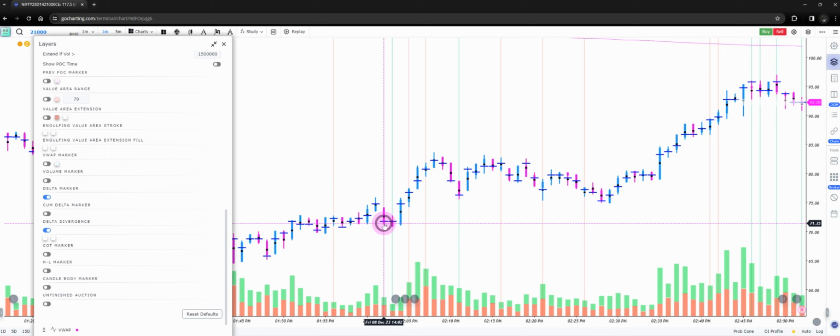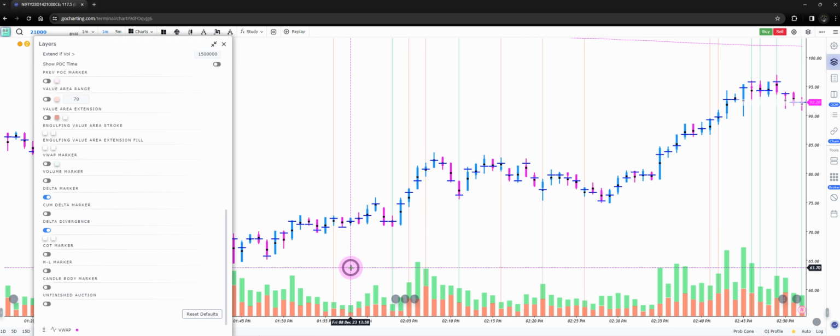The footprint is very elaborate in itself. On a 1 minute chart, you just need to see what happened in the bar, and you can see that with a lot of information at the end of the bar or with the bar statistics. We'll go deep into that in the upcoming videos. In this video, we're going to just talk about the delta divergence and the unfinished auction.